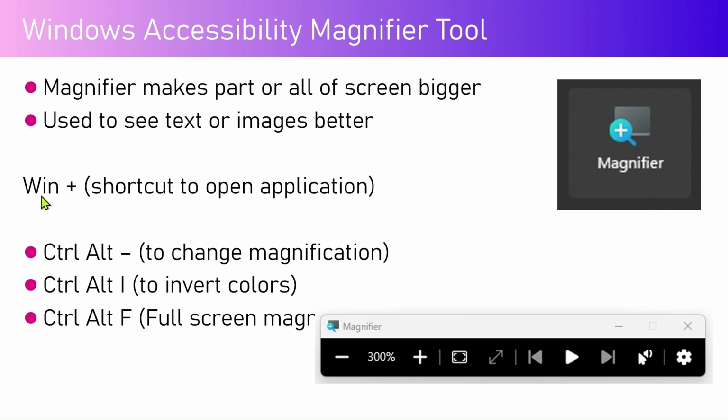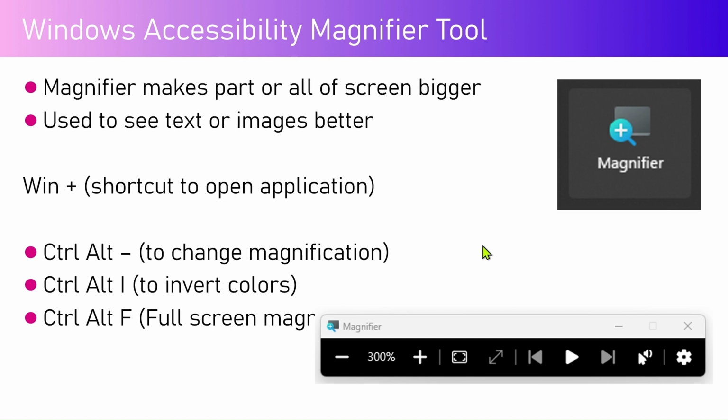Now there are a few shortcuts. If you want to open the app without even going through the UI, you just press the Windows button and plus. So it is a shortcut to open the application. Once you're within the application, there are other commands which I'm going to demonstrate, like Control Alt minus to change the magnification, Control Alt I to invert the color, and Control Alt F for full screen magnification. So you get this magnifier toolbar and you can start the magnifier application to view the text or images.